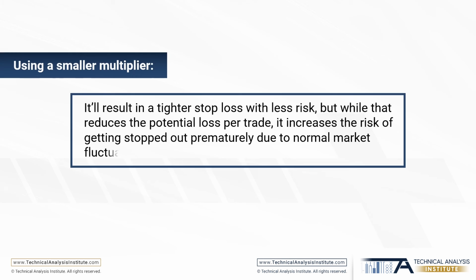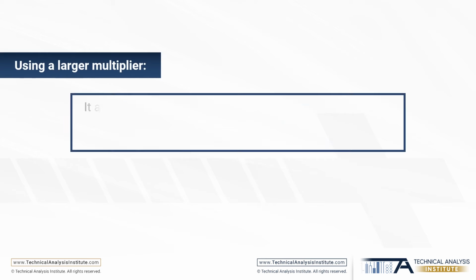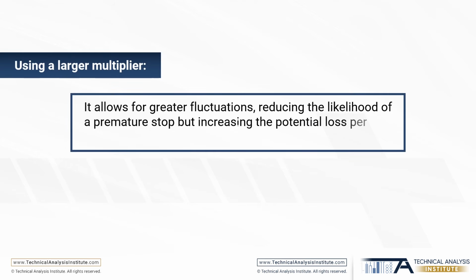It will result in a tighter stop loss with less risk, but while that reduces the potential loss per trade, it increases the risk of getting stopped out prematurely due to normal market fluctuations. Now, if you're more aggressive in your trading, a larger multiplier like 2 times or 3 times allows for greater fluctuations, reducing the likelihood of a premature stop, but increasing the potential loss per trade.